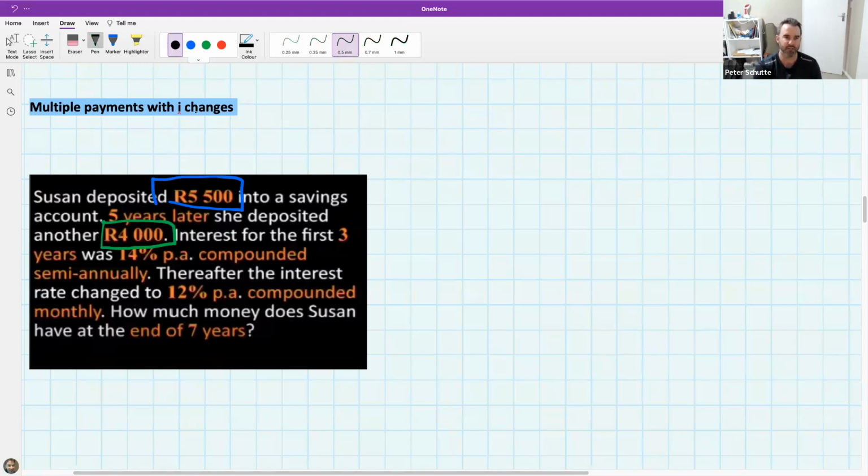But before we do that, forget about the 4,000 and 5,500. Draw for me a timeline with all the key information on it. And once the key information is there, I will talk to you about how we handle the 4,000 and the 5,500. And just say done in the chat when you've put the key information for this question.